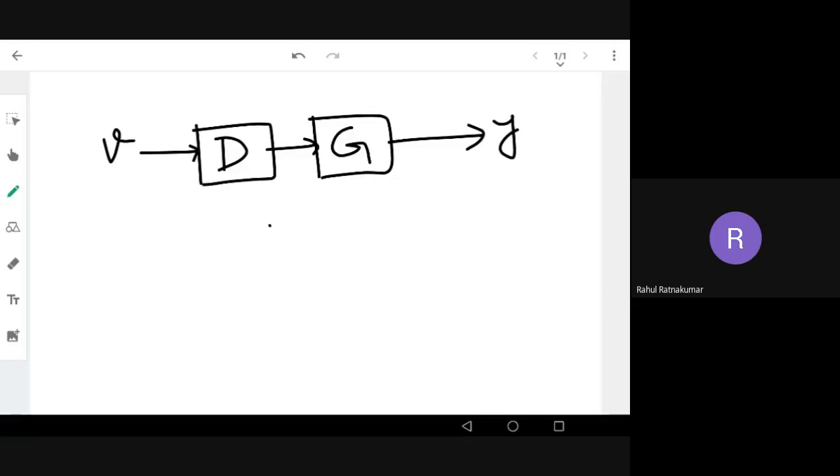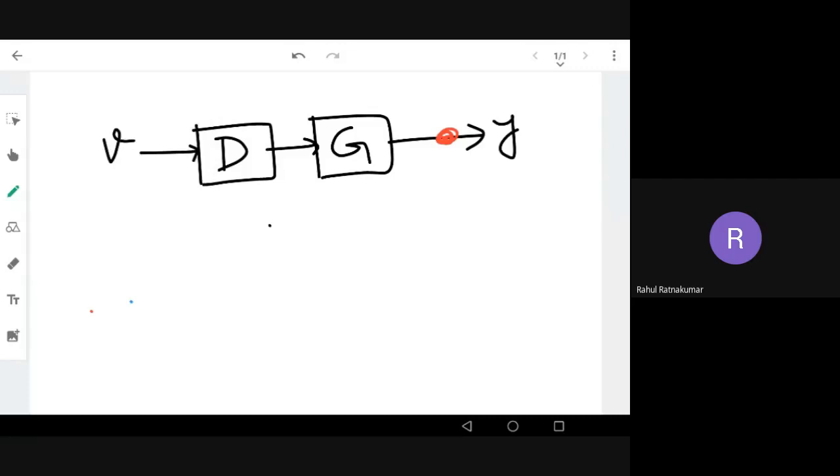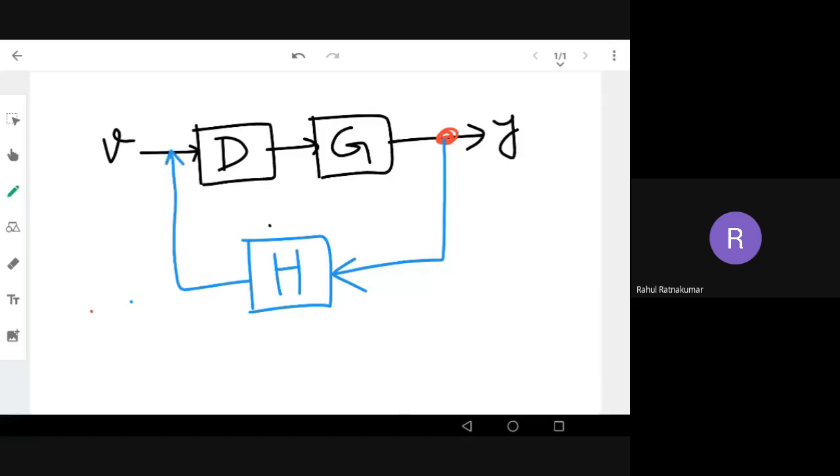Now if we have a closed loop control system, definitely we'll have a sensor in the output, and the sensor will be feeding the output to another block, say I call it H. This is the feedback gain, because this sensor is sensing the output and giving the output to this H block. And now this is again added to the input block.